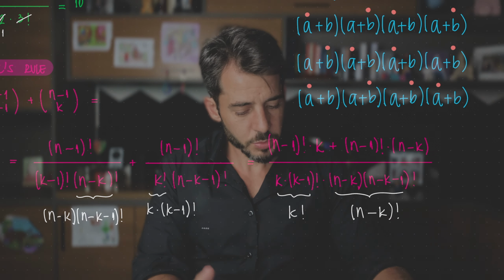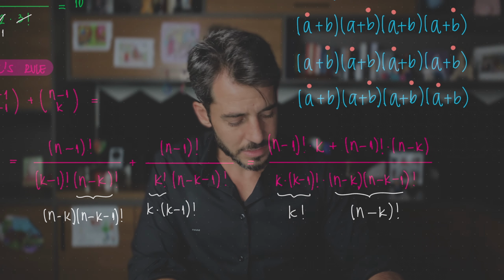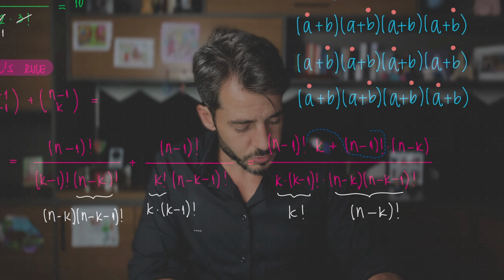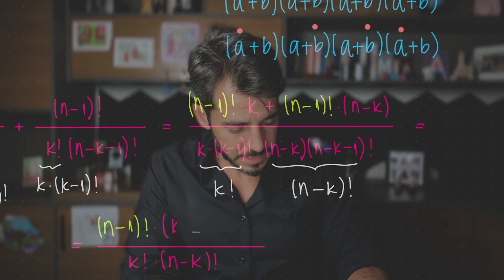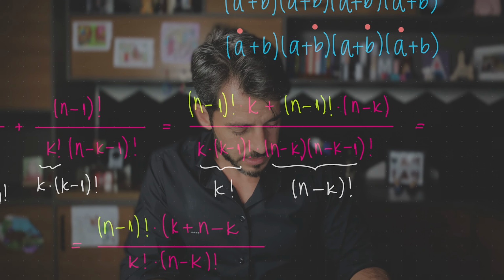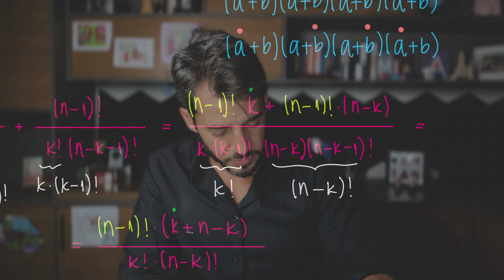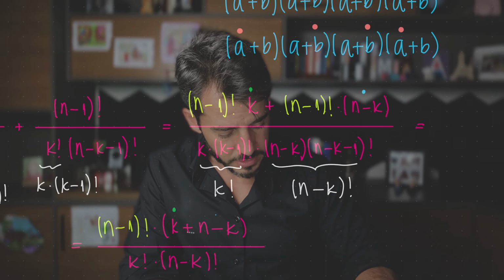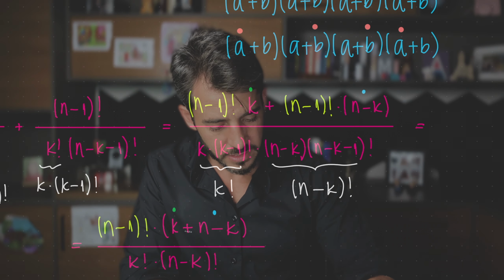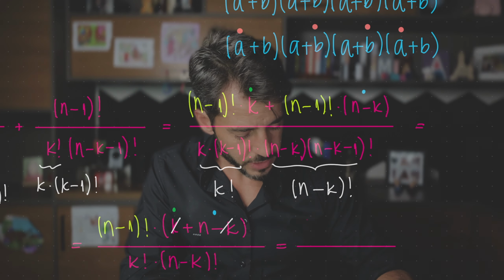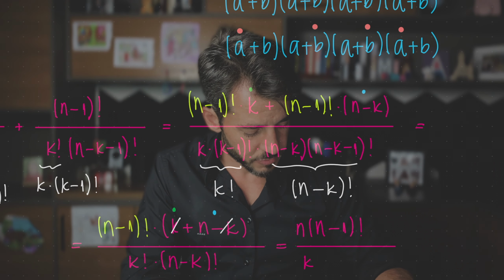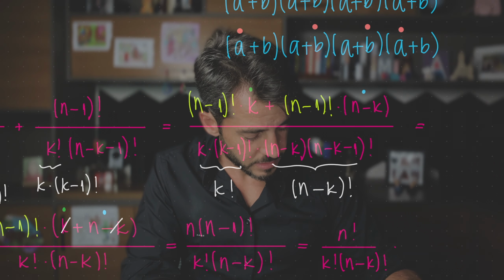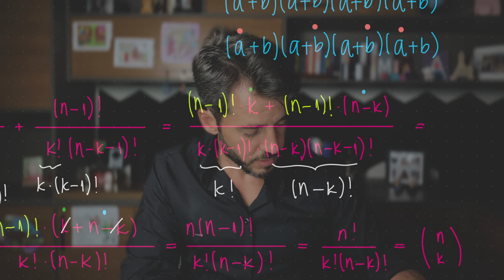Also, if you put (n-1)! as a common factor in the numerator, we'll get (n-1)! times (k + n - k). So this k over here plus this n minus k over here, the k's cancel out, and in the numerator we get n times (n-1)!, which is just n!. And this is precisely the definition of n choose k.